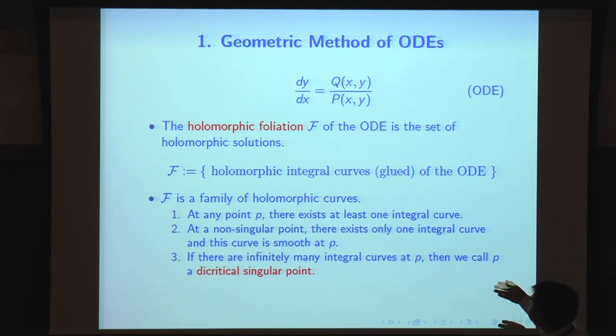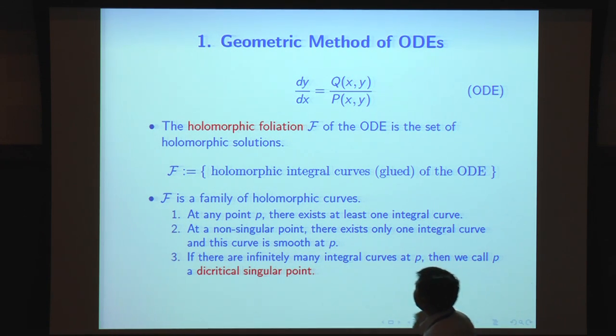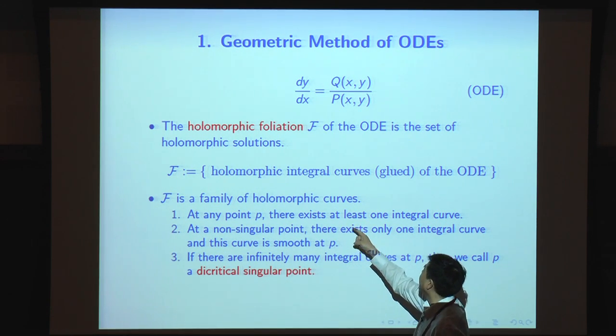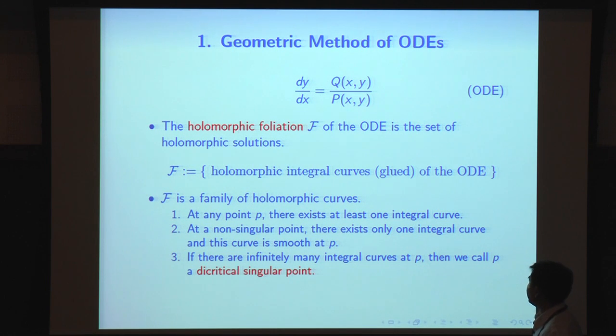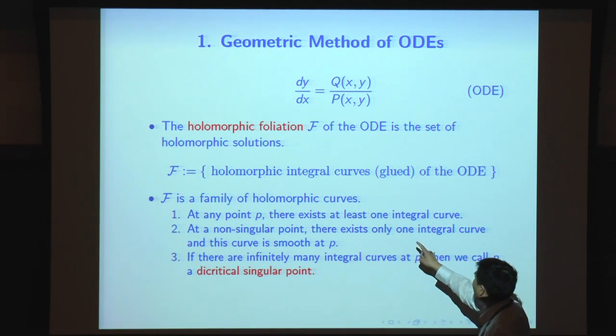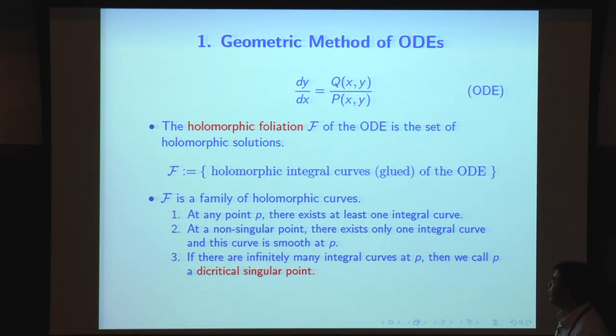We need to consider the solutions' geometry. In general, at any point in the plane, there exists at least one integral curve. This means there is at least one holomorphic solution near any point. At a non-singular point, there is exactly one integral curve, and this curve must be smooth at this point. This is quite similar to the family of curves.